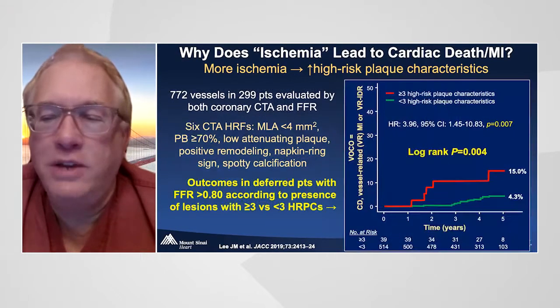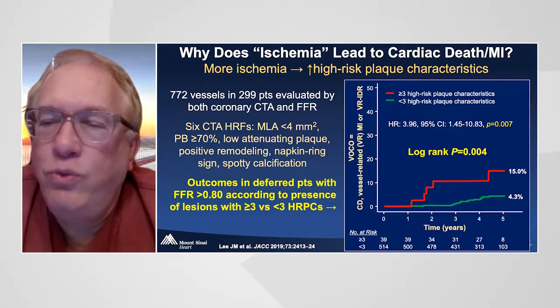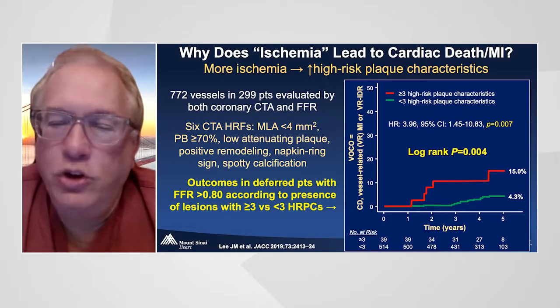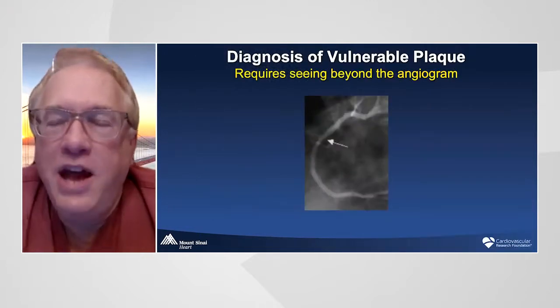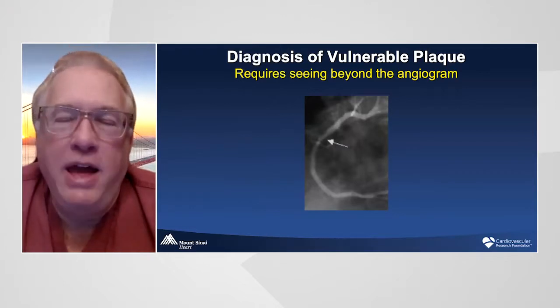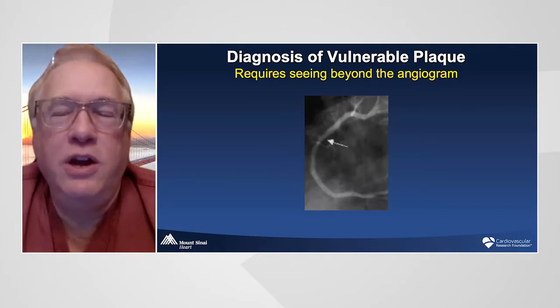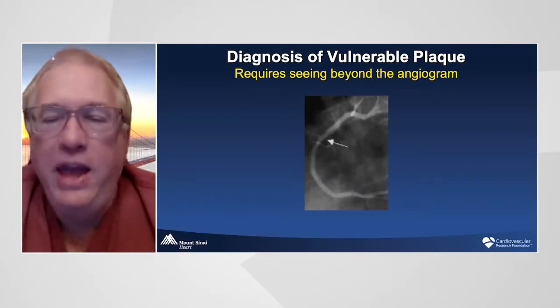And in fact, if you looked at those lesions that had 3 or more high-risk plaque characteristics versus less than 3, you had about a 4-fold higher rate of long-term vessel-related events. So it's time that if we're going to think about vulnerable plaque and we're going to try to think about how we can reduce cardiac death and myocardial infarction rates, we have to start seeing beyond the angiogram.